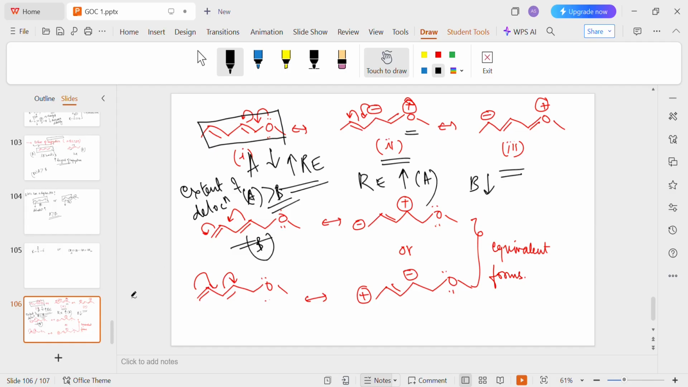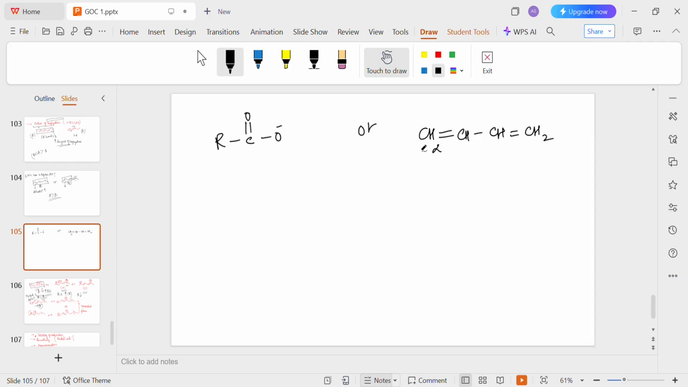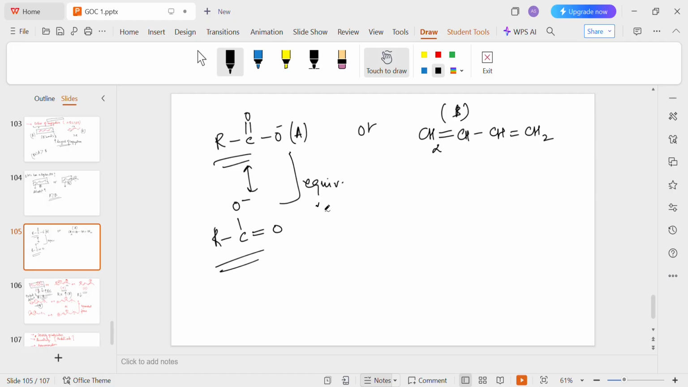Now we have these two questions. अब आपको इन दोनों में बताना है किसकी रेजोनेंस एनर्जी ज्यादा है. इधर तो आपको पता ही है, ये कार्बोक्सिलेट आयन है, ये ब्यूटाडाइन है हमारा. ओके, सो इफ यू हैव टू ड्रॉ द रेजोनेंस कंट्रीब्यूटर ऑफ ए स्ट्रक्चर, यू गेट an equivalent form of carboxylate anion. These two are the resonance contributors of the carboxylate anion, both of which are equivalent forms only. Equivalent forms. Okay.